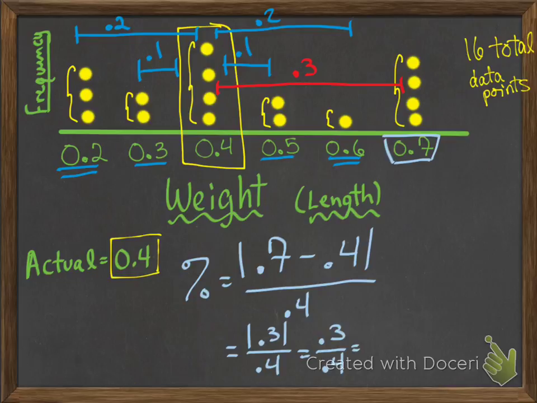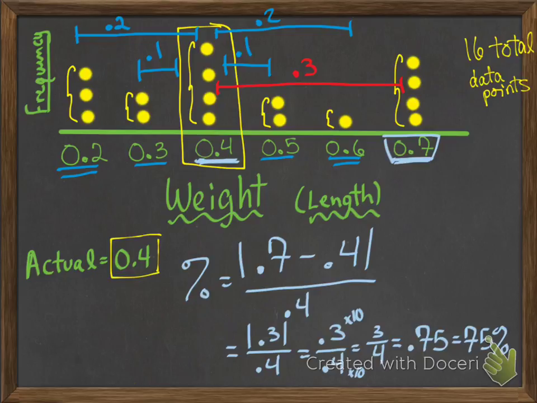And then you can solve this. You could either multiply by 10, excuse me, to get 3 over 4, which is an easy calculation. You could also go into your calculator and do 0.3 divided by 0.4. Either way, you'll get 0.75, and then we convert that decimal to a percent, 75%. So your percent error, if your estimate was 0.7 and your actual was 0.4, would be a 75% error, okay?